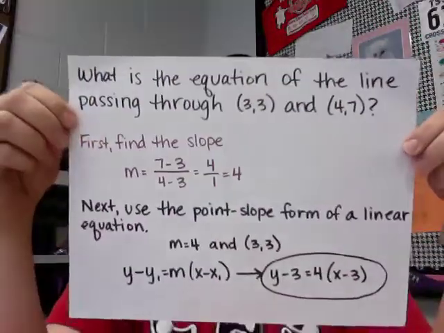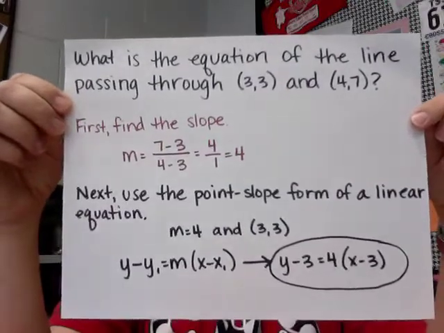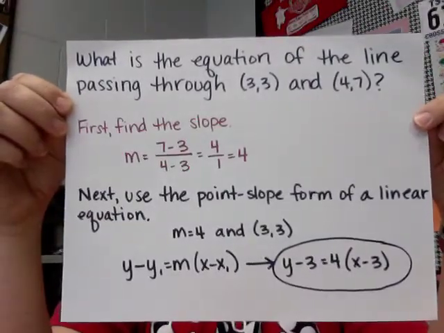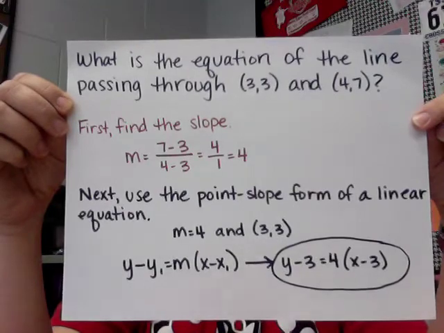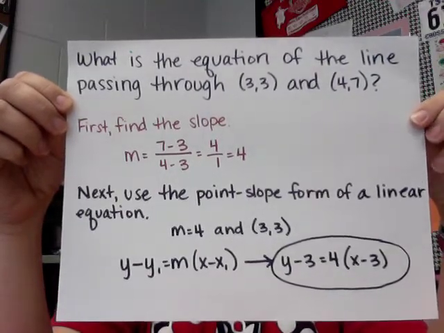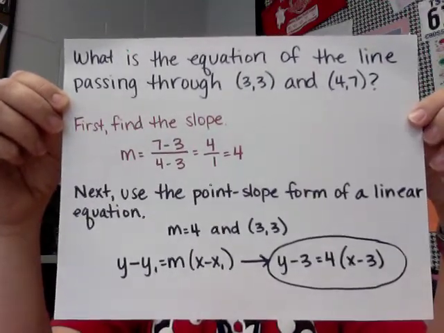How'd you do? Here's what you should have come up with. First, we need to find the slope. We are going to go ahead and subtract our y values and subtract our x values. That sets up the ratio 4 over 1. In other words, our slope is positive 4.